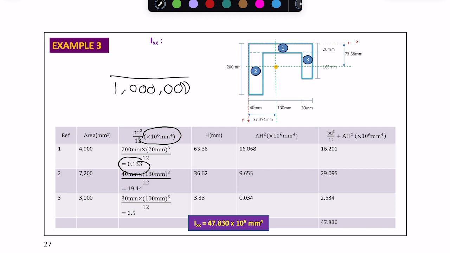Then we can calculate the H. H will be the centroid of the section 1 to the centroid of the whole section. So the centroid of section 1 would be around here. So to get it to the centroid of the whole section, this will be the distance. Therefore, this is 10 mm because of 20 mm divided with 2. So 73.38 minus 10 mm, then you will get the value here. It is 63.38.